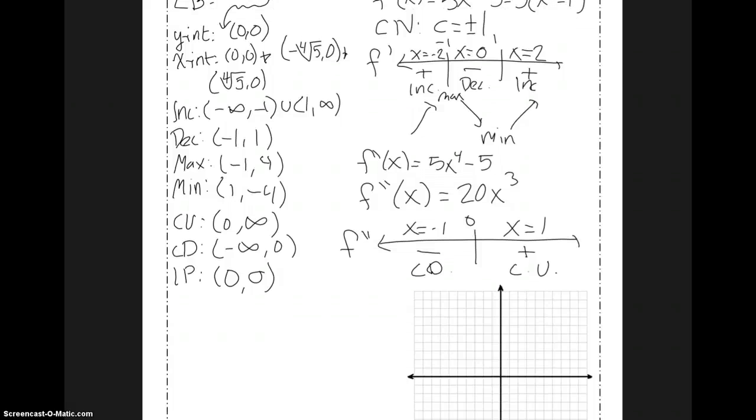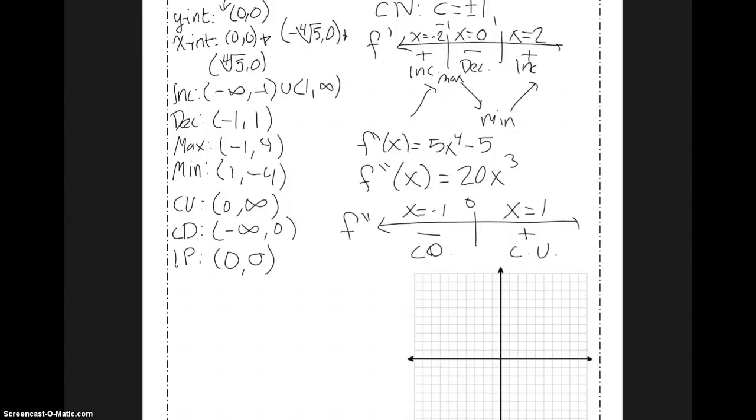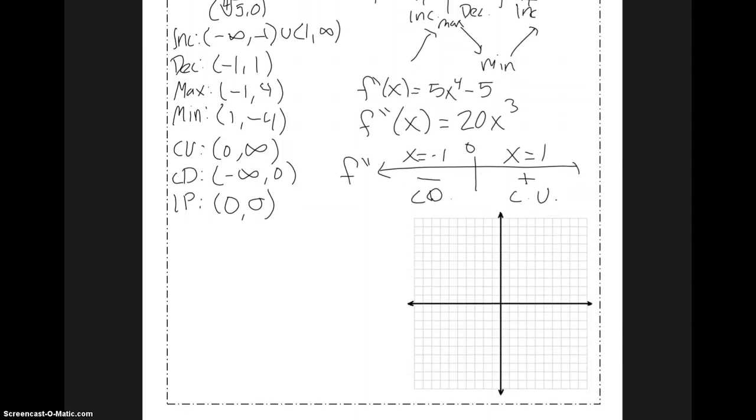And now I'm just going to graph all of this. My y and x values are pretty good here, so I'm just going to use the standard 1-by-1 grid that I have. I had a y-intercept at (0, 0). And then the 4th root of 5, remember that was about 1.5, and I've got a positive 1 and a negative 1 there. And then I had a maximum at (-1, 4), and a minimum at (1, -4). My inflection point was at (0, 0).